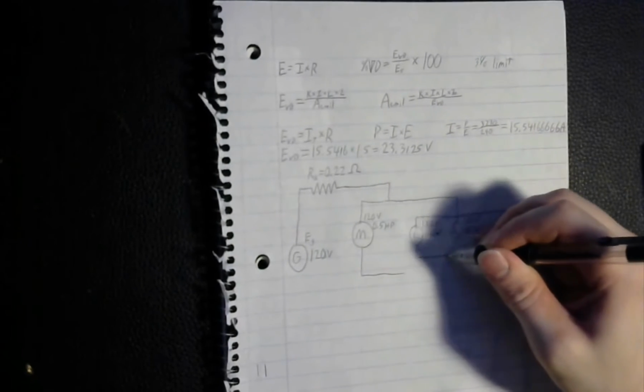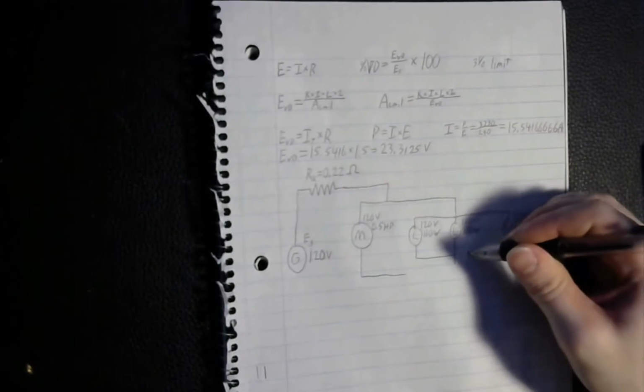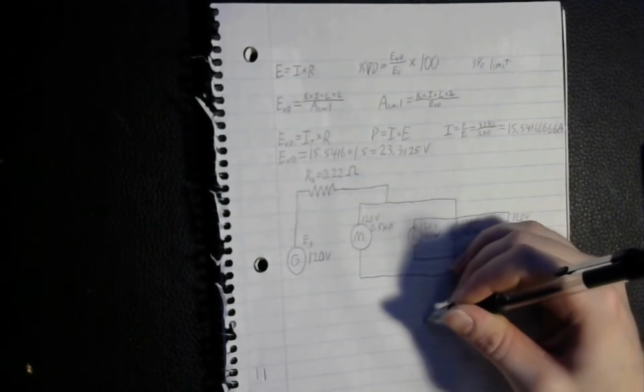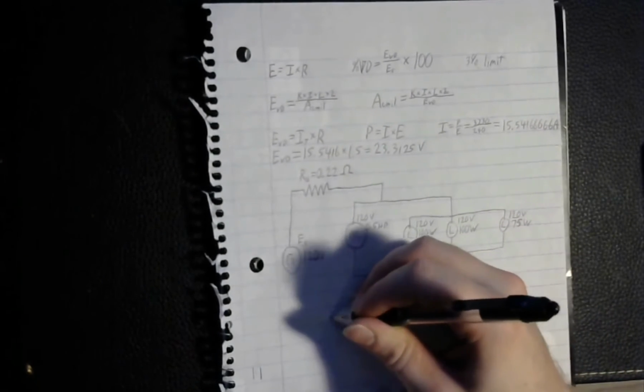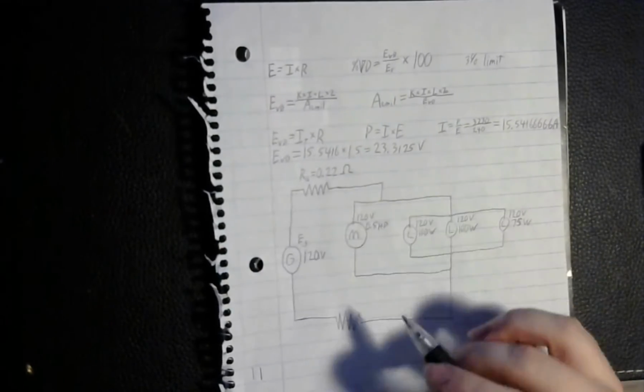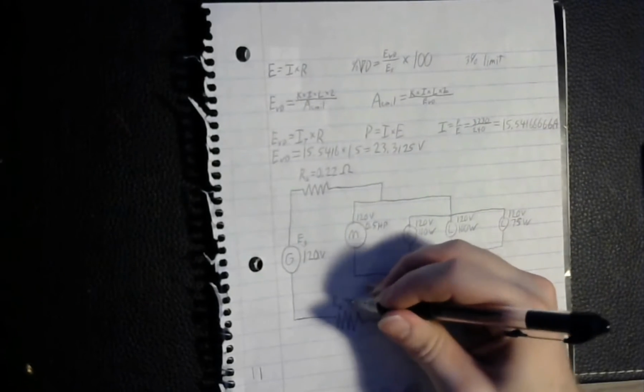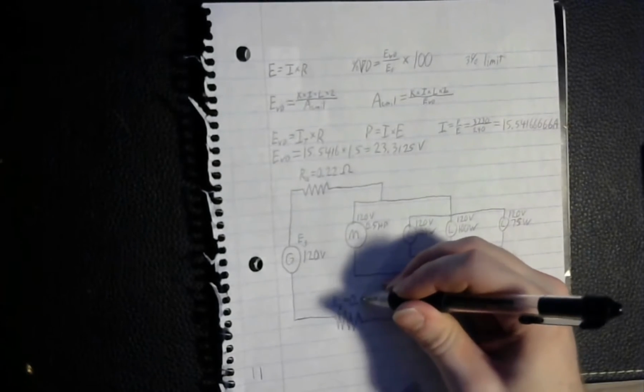2 of those lamps are rated at 100 watts. And then the one at the very end is rated at 75 watts. And all of these loads are completely in parallel with one another, but they're also in series with the wires running to and from your power source. And we've got resistance RB for the other wire, and that's also 0.22 ohms.